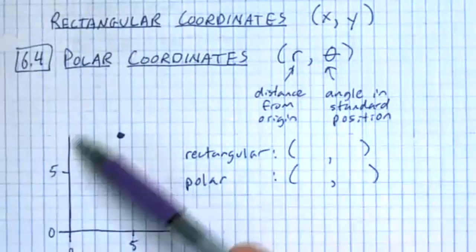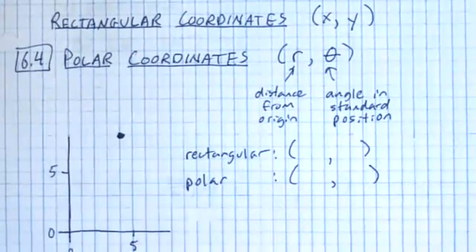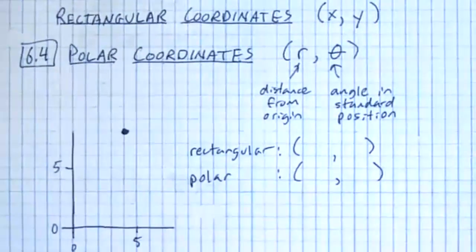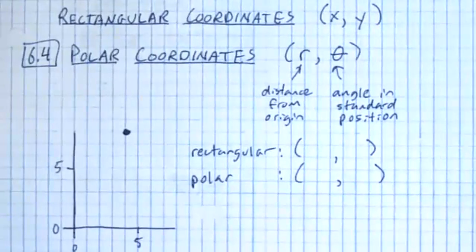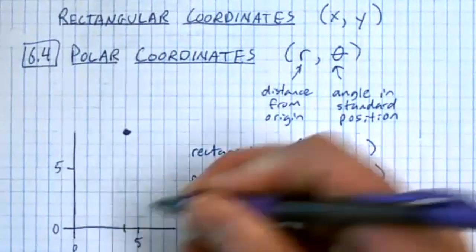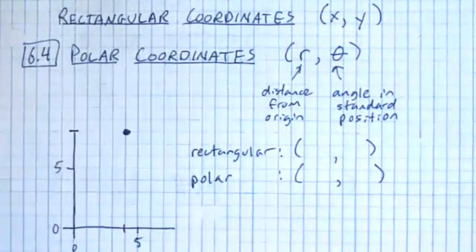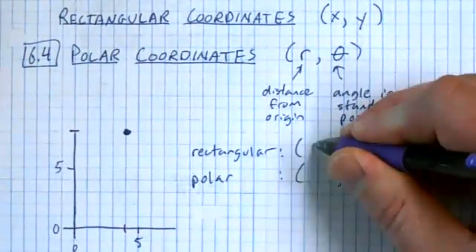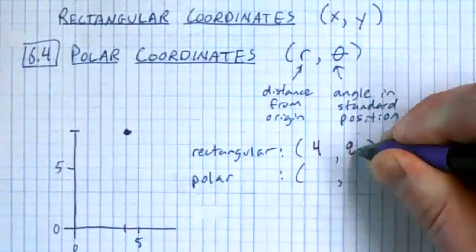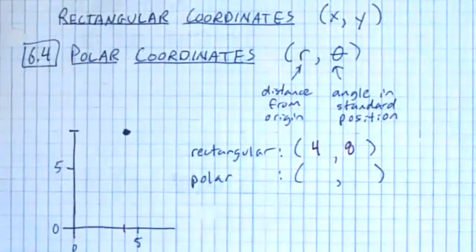So if I asked you to give me coordinates of this point in rectangular, that's like a 6th grade math problem, right? You can all do that. You could all say, well, it's 4 units out from the origin in the X direction and 8 units up from the origin in the Y direction. So 4, 8. But we're going to switch over to polar.